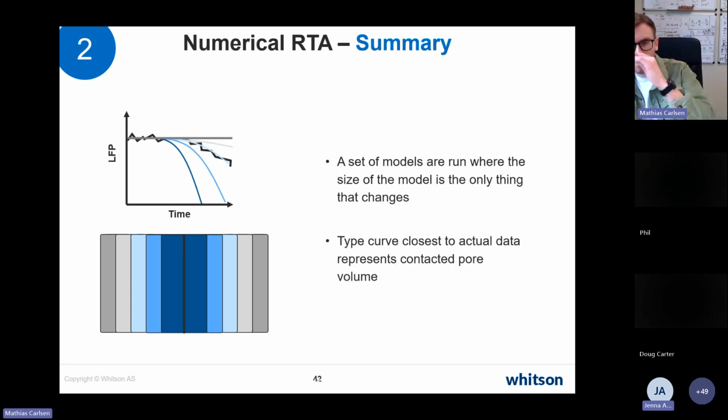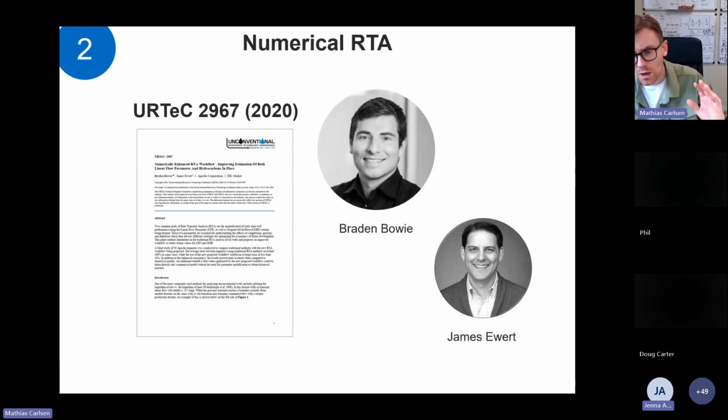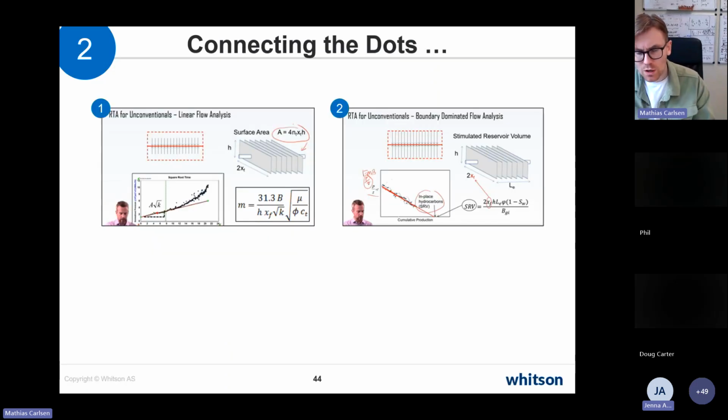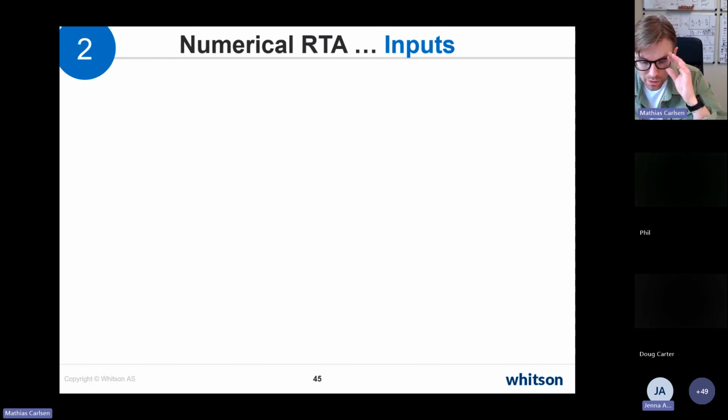So what have you done? You picked an LFP and you picked a contacted pore volume. You've done RTA, but you just used a numerical model. This came from a paper a couple of years ago that you can read about here. And it's exactly the same stuff as if you've done classical RTA using the square root of time plot. The square root of time plot will give you your A root K, and the contacted pore volume comes from moving that line, the time to end of linear flow line, to the right or to the left.